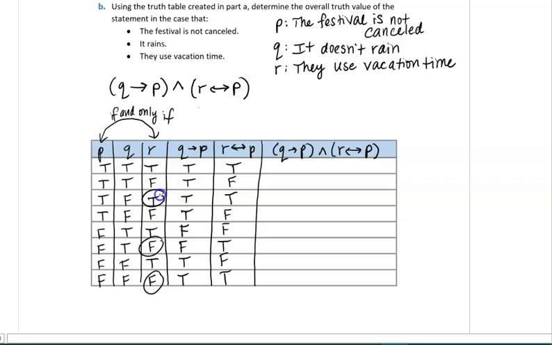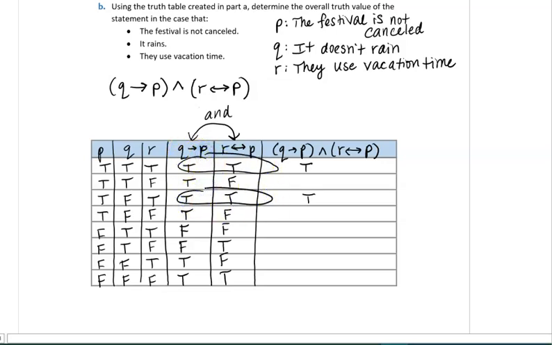All right, now we can look at the whole statement, which is an and statement overall. So a conjunction. If both parts are true, like here and here and here, then the statement is true overall. If at least one part is false, then the statement is false. All right, so now we have the truth table.